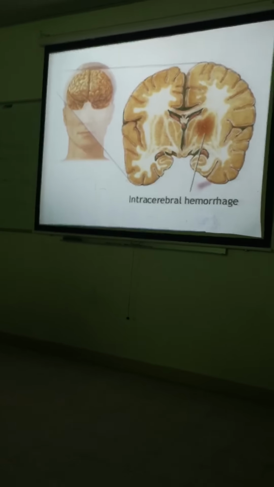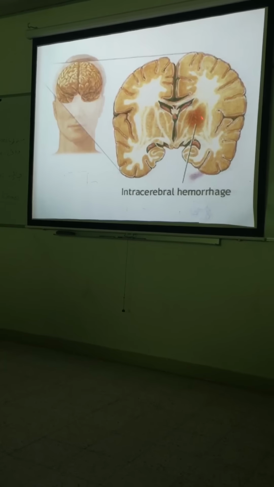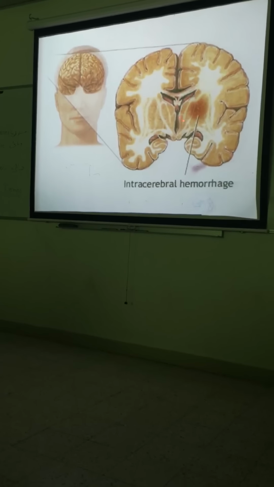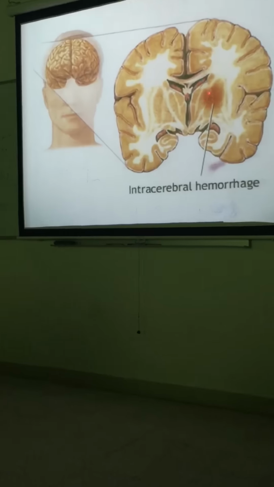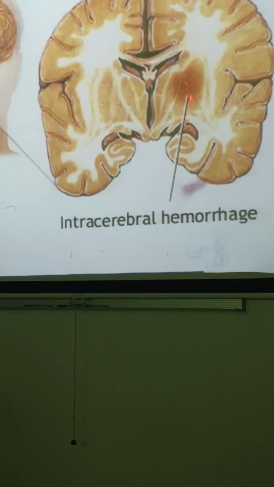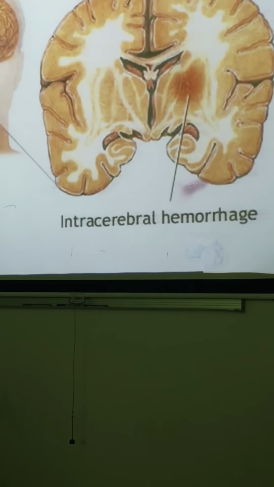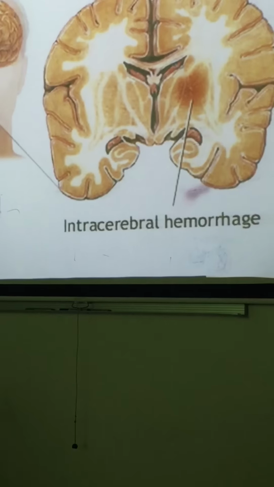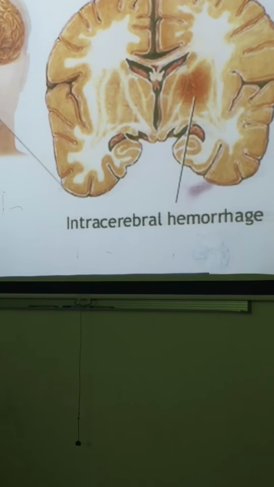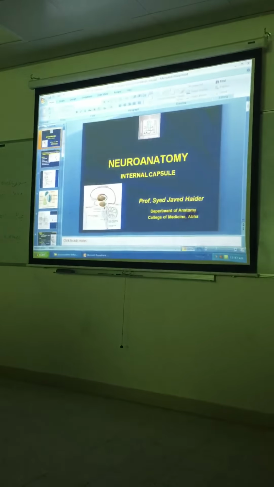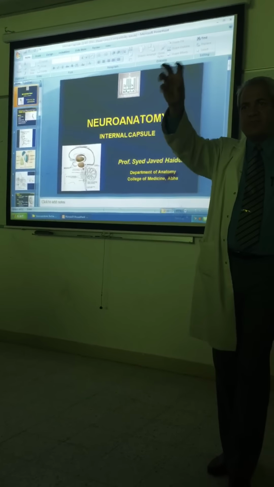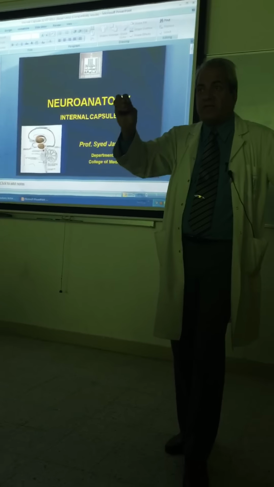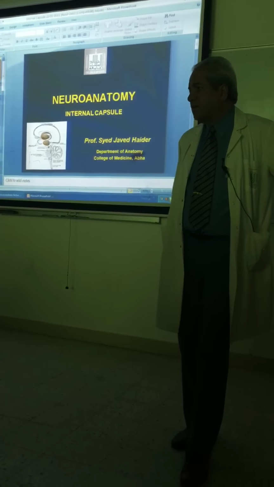You can see this is the bleeding area, this is the corpus callosum, this is the thalamus, caudate nucleus, lentiform nucleus, and this is the region of the internal capsule, and here there is bleeding. This is affected here, in the cross section. Now with MRI, new investigations have come, you can exactly spot how much hemorrhage there is and where it is, and you can treat accordingly.